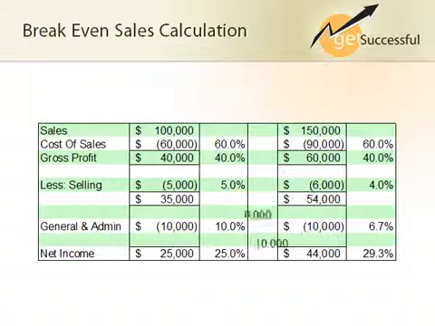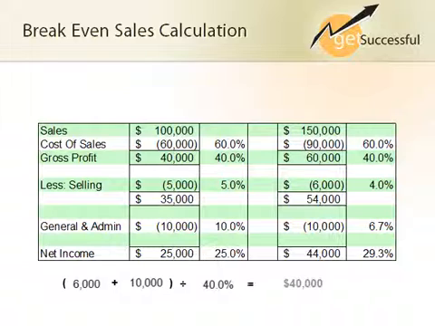We start by determining our total fixed costs, adding the selling cost and the general administrative and overhead cost. We divide by our gross profit percentage. As it turns out, we need to make $40,000 worth of sales just for the business to break even with its costs.